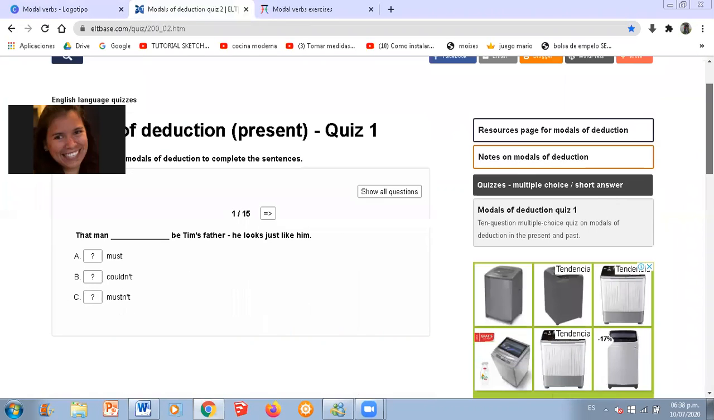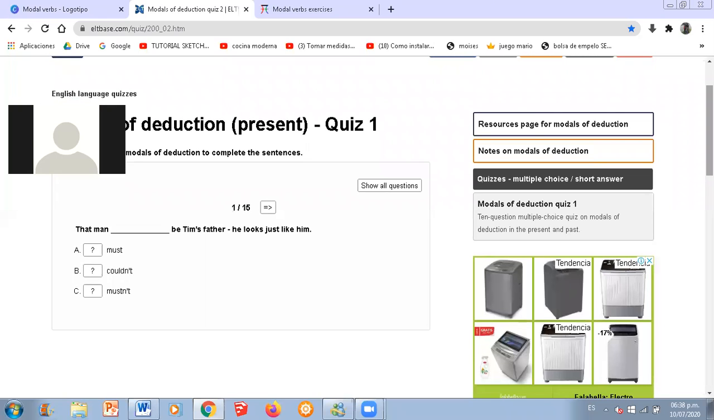Deducción, recuerden. If I am sure about something, I use must. If it is impossible, I use can't. And if I am not so sure, like 50%, I can use could, might, or may. Let's try to figure this out.